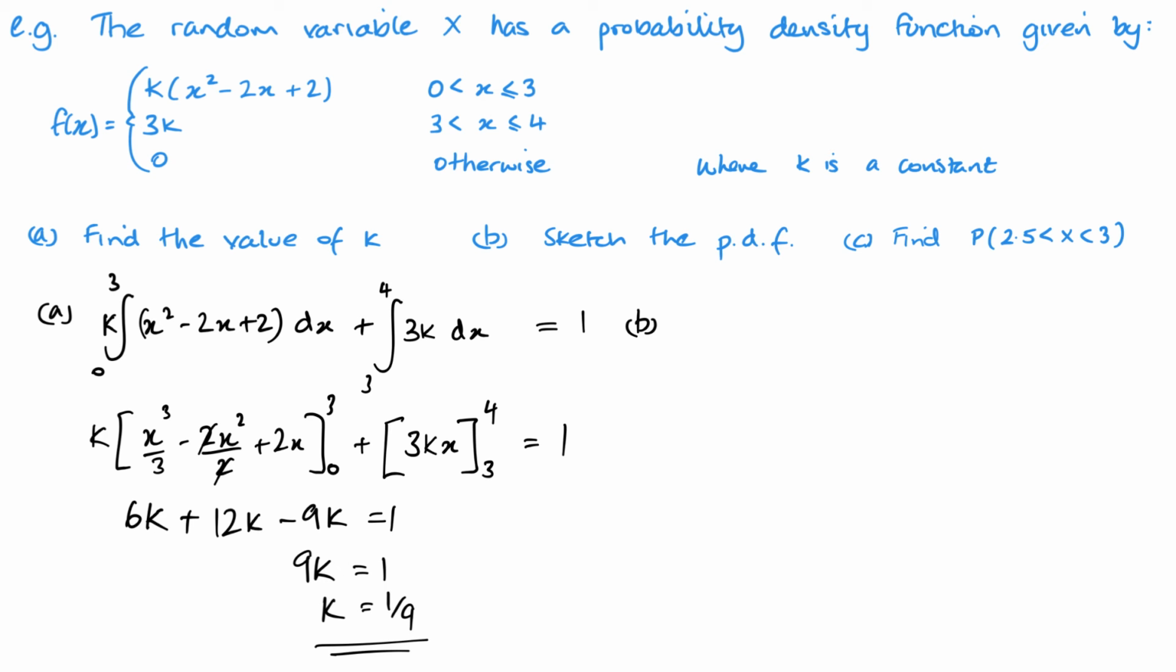Now that we've found k, we can go ahead and sketch. So as before, let's set up our quick set of axes. And our first one is going to be a quadratic. It's a positive quadratic, so you should have an idea of the shape. Start by substituting 0 in, so we get 0, 0, 2, and obviously k is 1/9. So that's going to be 2/9. So we know that's a positive number, don't we?